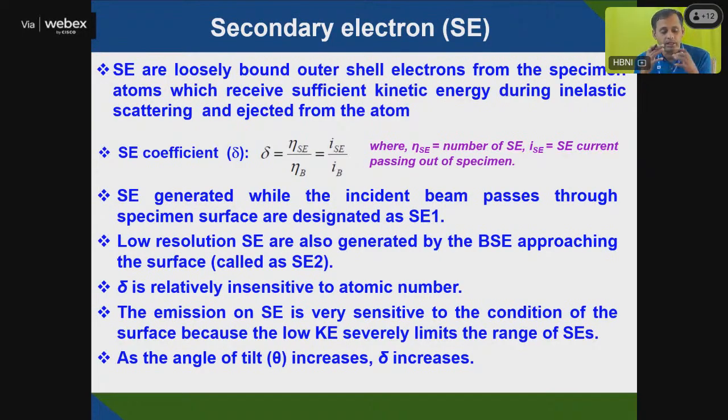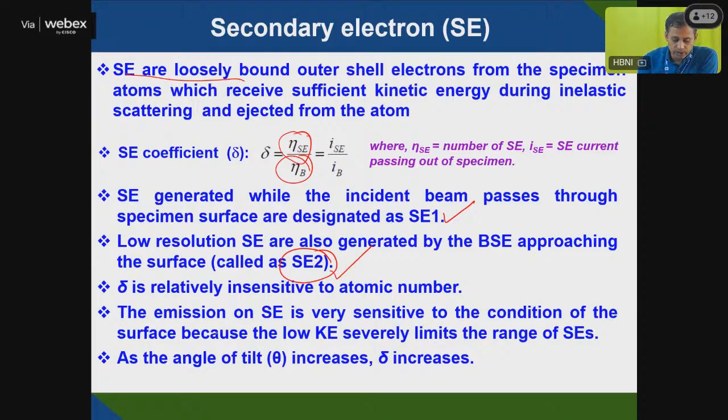The secondary electron means a bound electron which is loosely bound in the outer orbital. So when the incident electron comes, it will knock out the electron from the material. That will be the secondary electron. Here again, the coefficient depends upon the number of secondary electrons coming out divided by the total current passed. And in addition to secondary electron, an SE2 is also possible, that is, the first secondary electron will generate an SE1, and during this process you can also get another electron.